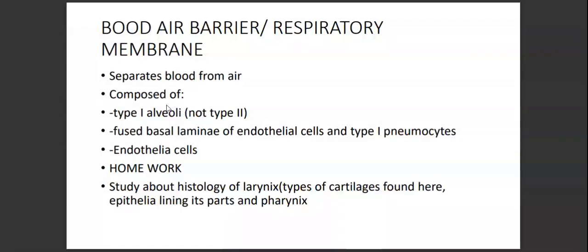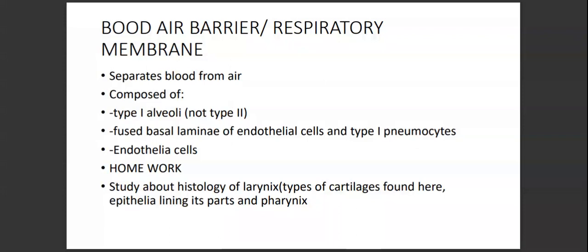Number one, we have type 1 alveolar cells. Take note, type 1 alveolar cells that lie in the alveoli are actually part of the blood-air barrier, not the type 2 pneumocytes. I'm emphasizing here, not type 2 pneumocytes. This is confusing and examiners will target this. So know that type 1 alveolar cells are the ones that form the blood-air barrier and not the type 2.